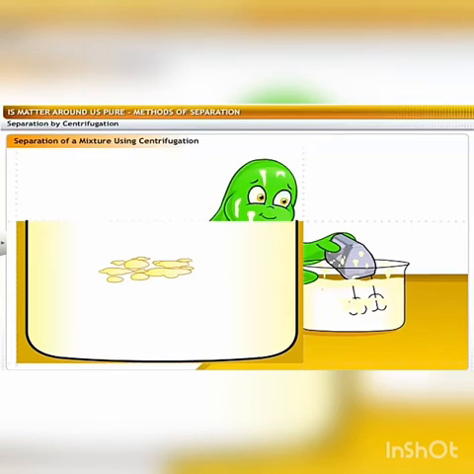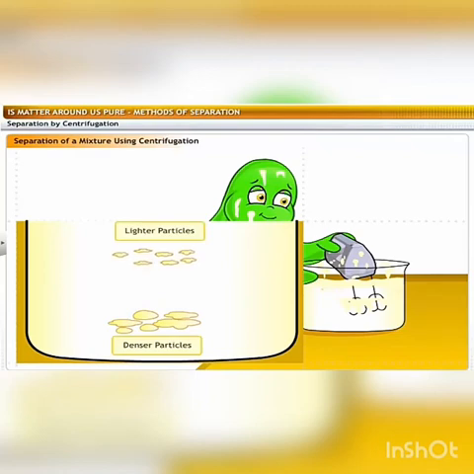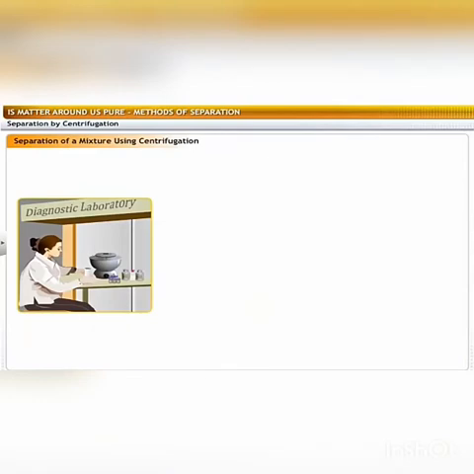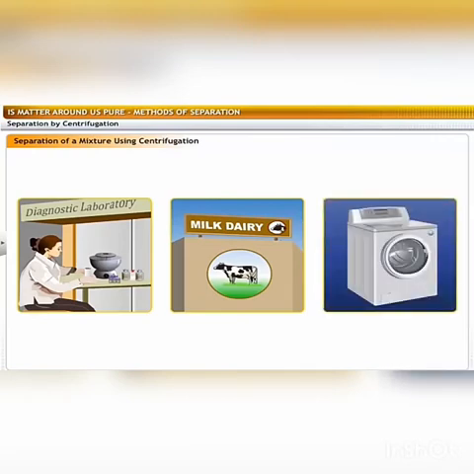You can separate such mixtures of solids and liquids by the process of centrifugation. The principle is that when the liquid is spun rapidly, the denser particles are forced to the bottom and the lighter particles stay at the top. Centrifugation is used for blood and urine testing in diagnostic laboratories, in dairies to separate butter from cream, and in washing machines to squeeze out water from clothes.